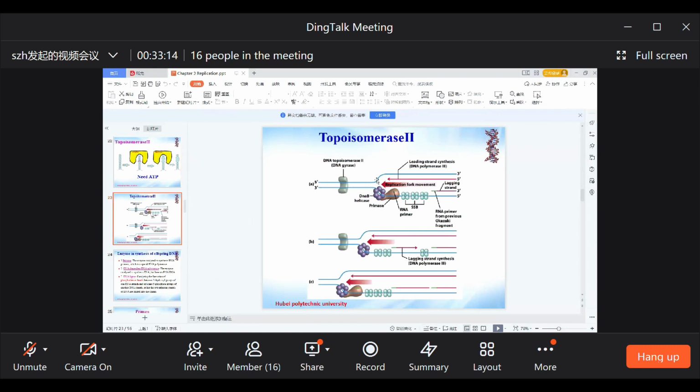You can see here, when you want the DNA double structure to relax and destroy the hydrogen bond without the topoisomerase, helicase destroys the hydrogen bond. When the topoisomerase acts on the DNA molecule, at that time you can see the helicase begins to work.